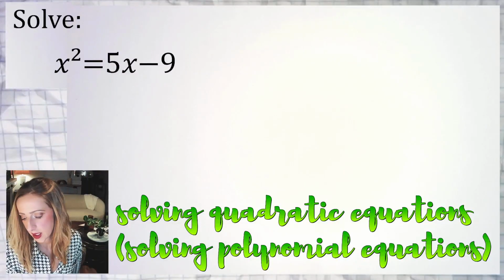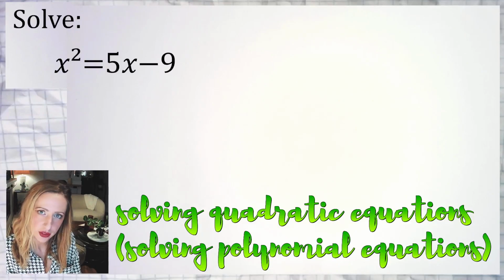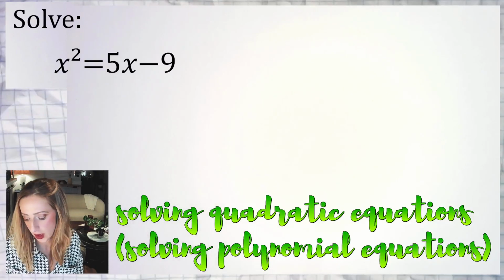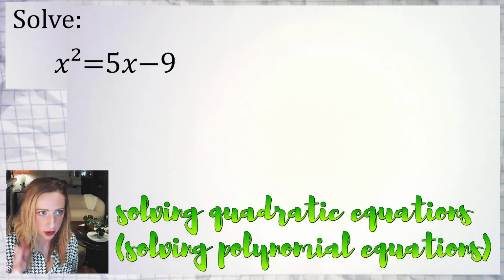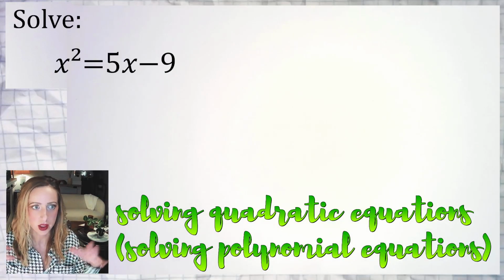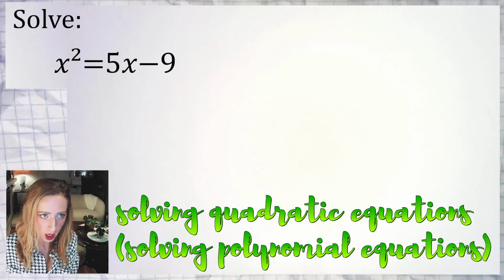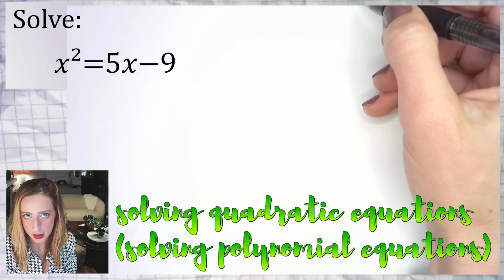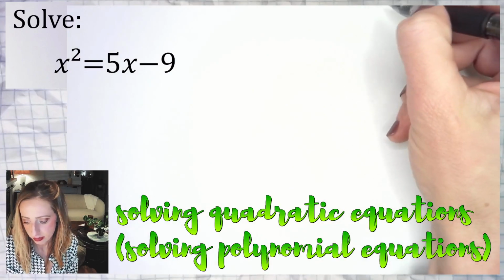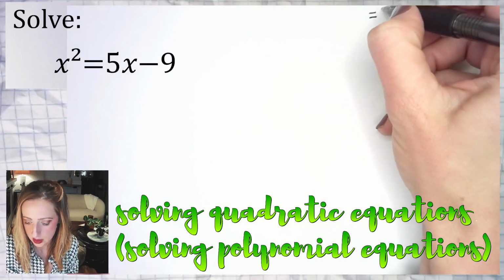Hey everyone, in this video we are going to solve the equation on the screen right now, which is x squared equals 5x minus 9. Now, first thing you want to do is realize that this equation falls under the umbrella of polynomial equations.